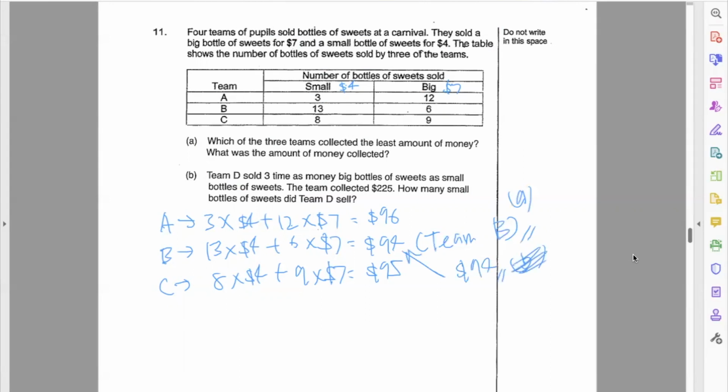Now let's look at part B. Team D sold 3 times as many big bottles of sweets as small bottles of sweets.